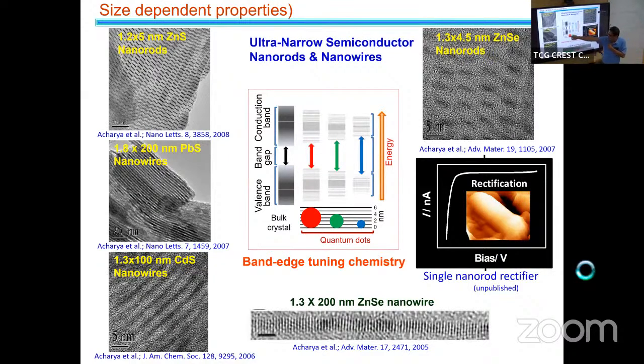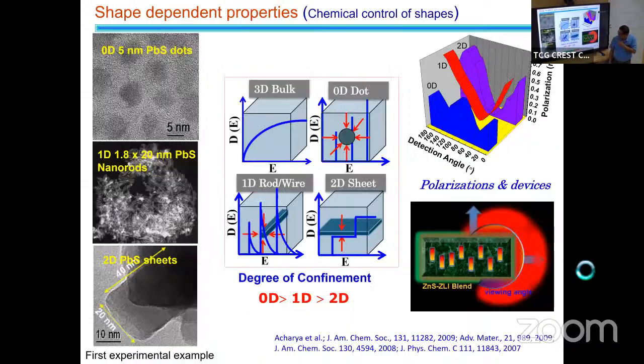This is an example of lead sulfide nanowires. The diameter is only 1.8 nanometer and the length is at least 200 nanometer. Also, this is the cadmium sulfide nanowires. This is 1.3 nanometer in diameter and more than 100 nanometer in length. And we put them into different kinds of device applications based on those properties.